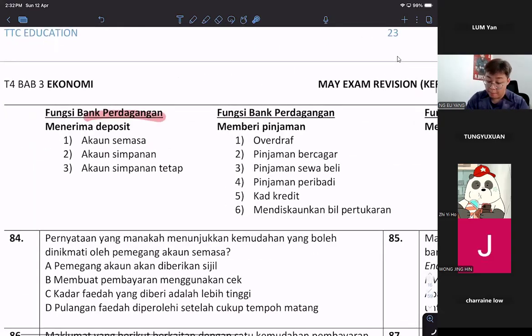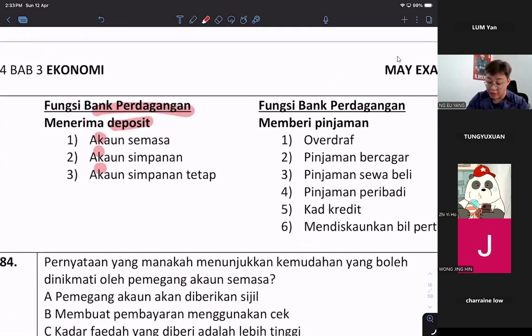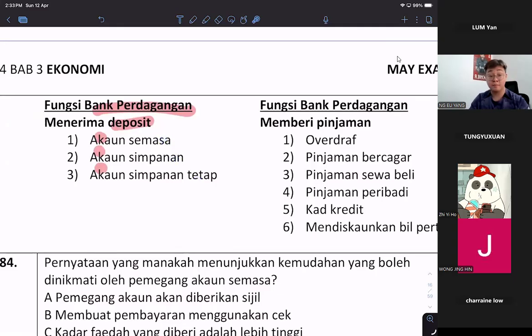Okay, so for the bank perdagangan, we have different deposit, 3 deposit, which means the different accounts in the bank. So how to differentiate accounts semasa simpanan tetap?